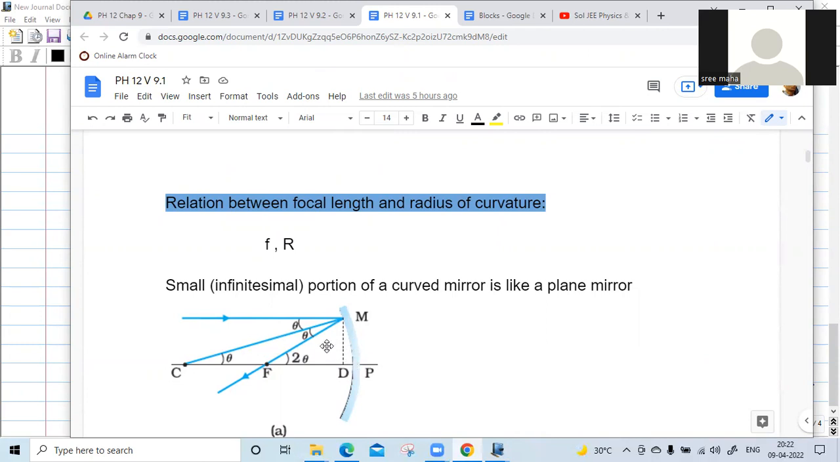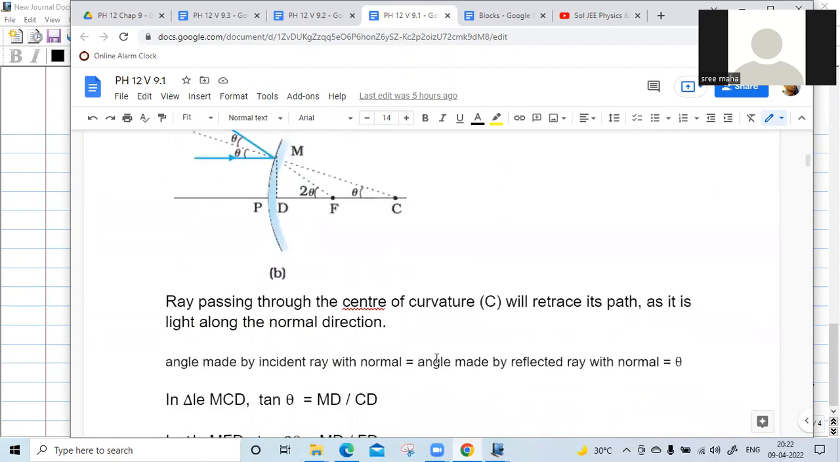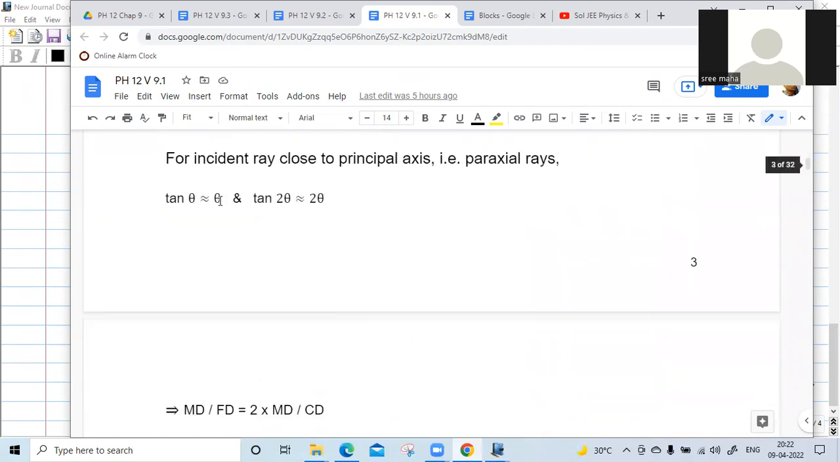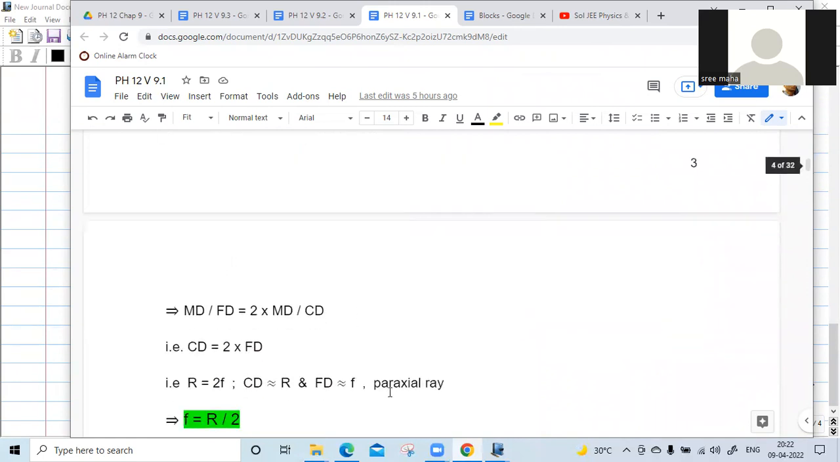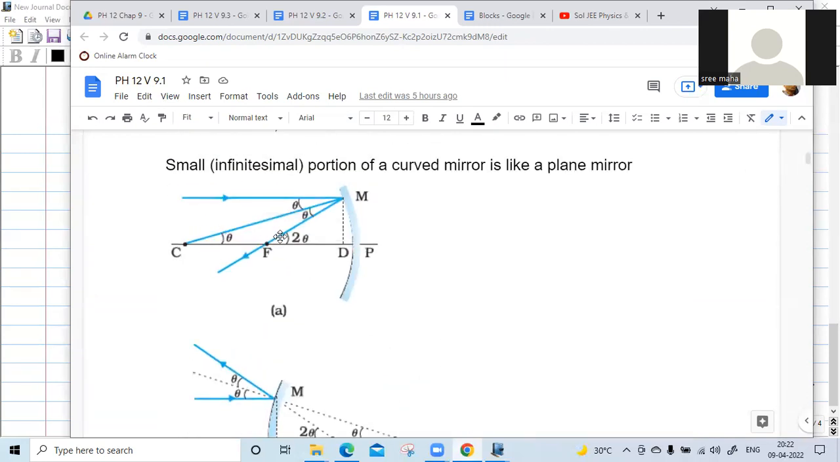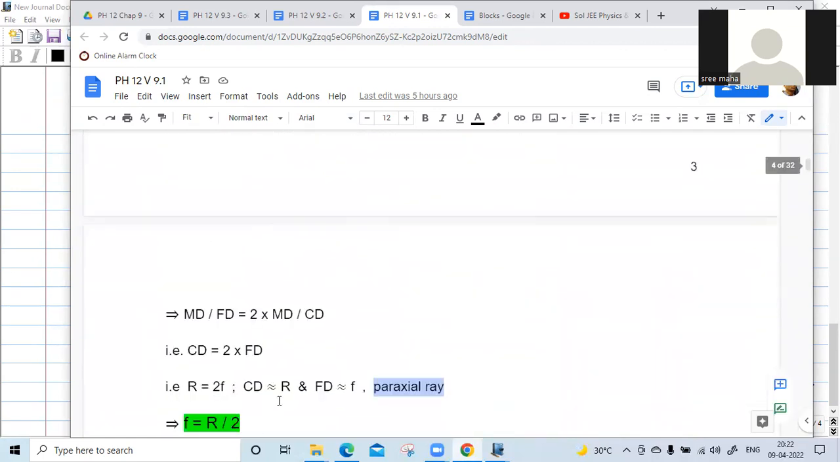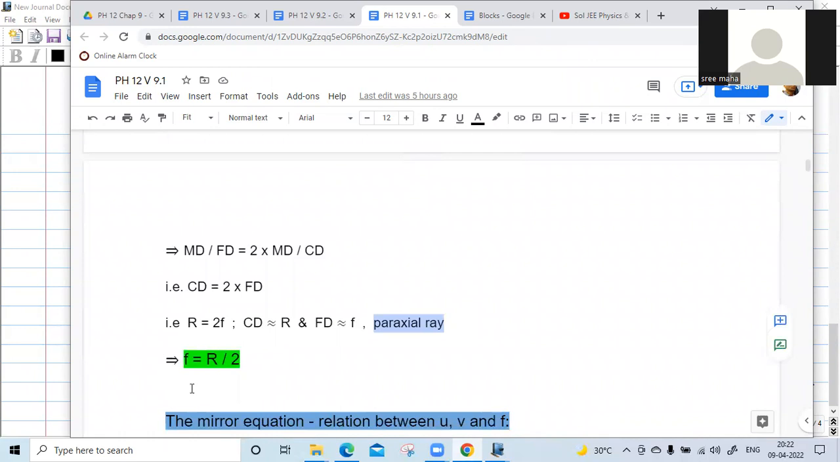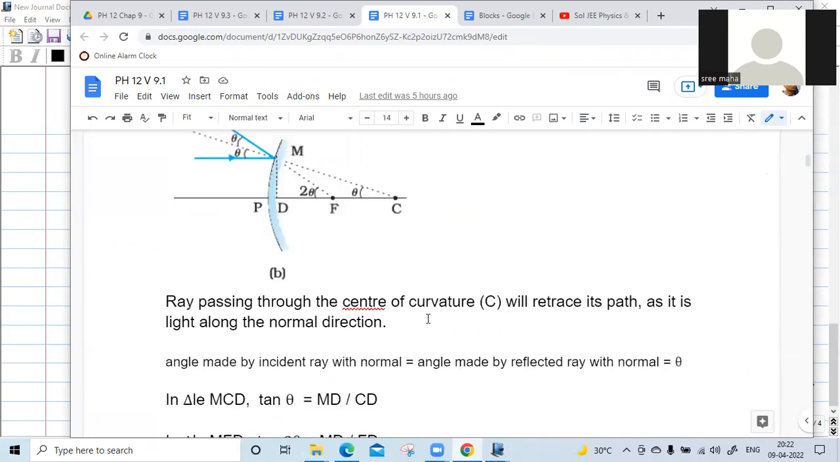So that ray which is close to the principal axis is called a paraxial ray. Remember, here tan theta is approximately theta. So everything is related. Paraxial ray is the ray which is close to the principal axis. For that ray, this DP is approximately 0, so in that case F is approximately R by 2, and this is a good approximation for paraxial rays. You just have to remember F is R by 2, and this is valid for paraxial. Most probably it will be assumed to be paraxial. You don't need this derivation.